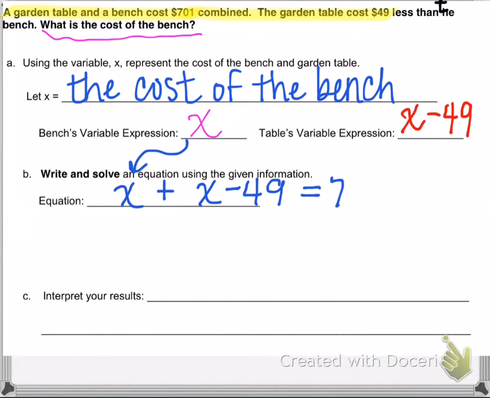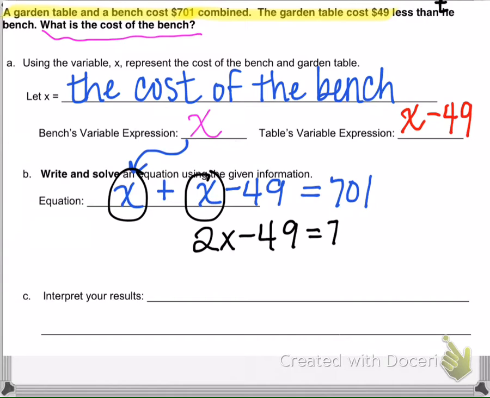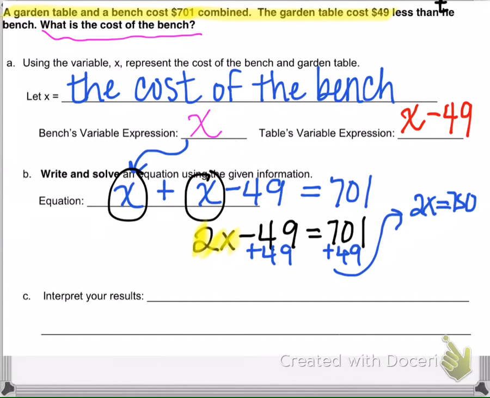costs together $701. So now we're going to combine like terms. And we want to get the variable term isolated, so we're going to add 49 to both sides. And then lastly, divide by 2. And we get that X is 375.